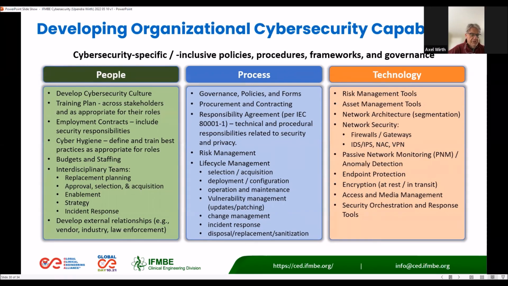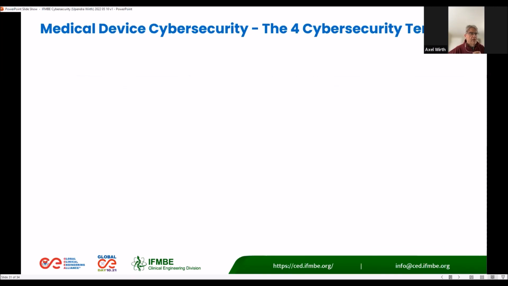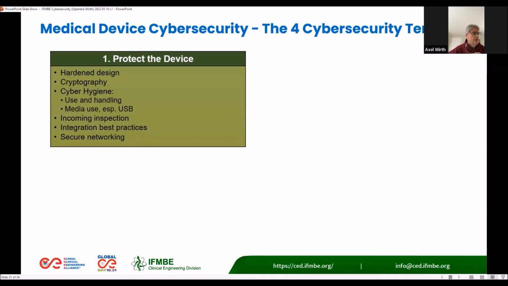automatically. Then put endpoint protection, antivirus on devices that can take endpoint protection. And I understand that there are limitations. Encrypt data at rest and in motion. Have good media management rules in place, like your USB thumb drives, for example, and then use security orchestration and response tools, because one of the challenges we have is indeed the complexity of security, that many times our security ecosystem by itself has gotten so complex that humans cannot possibly manage it without the support of at least semi-automatic tools. So we talk about the 4 security tenets here. Basically protect the device, and that starts with the design, the implementation of cryptography, cyber hygiene, incoming inspection, right?